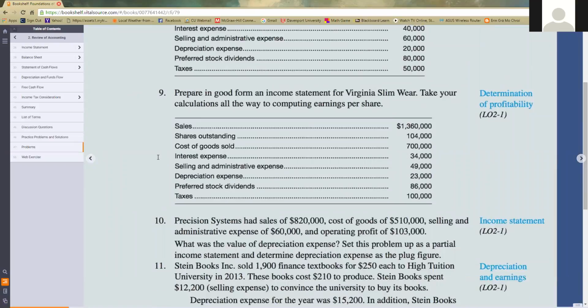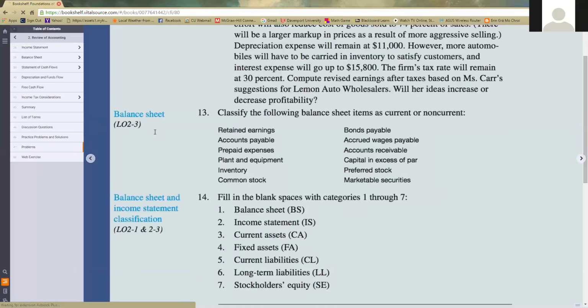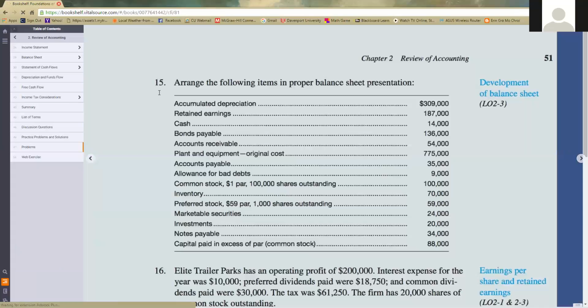Your first problem is number 9. So let's look at what you really have to do. And it is prepare in good form, which means in the proper format, an income statement. So there you go. You have everything you need to make one look like the page we were on earlier in the book. You've got to make an income statement. Then you have to do number 15. Sorry, I'm turning pages to find out where it's going to be. 15 is make a balance sheet.